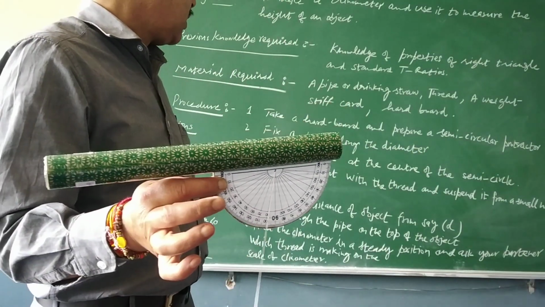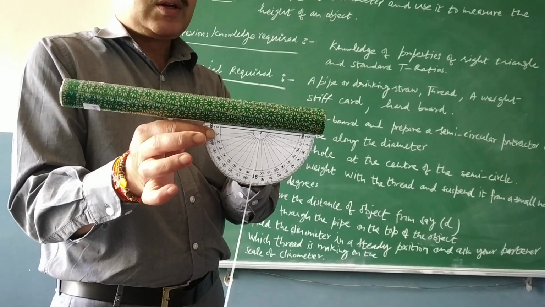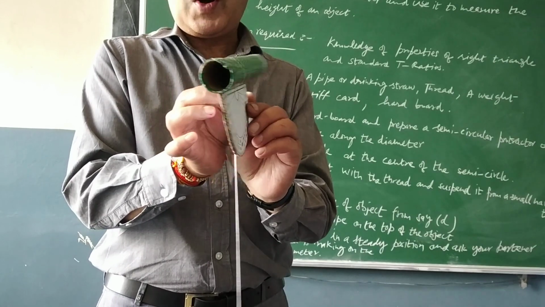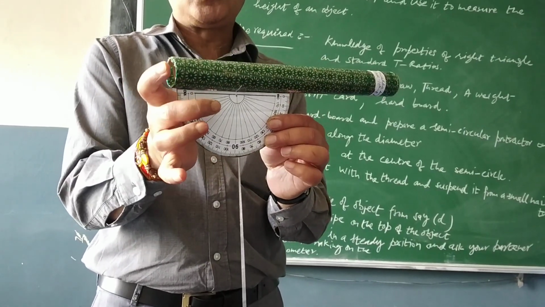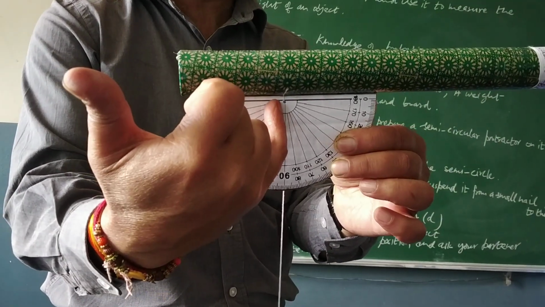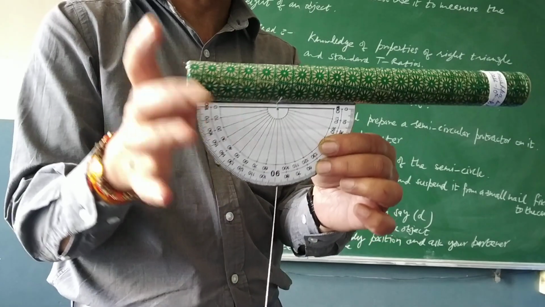And after that, make a hole at the center. So once you have completed this semicircular protractor, with a pin or a nail you can make a hole somewhere at the center of this, as I have fixed here. One center, through a pin or with the help of a nail you can do that.